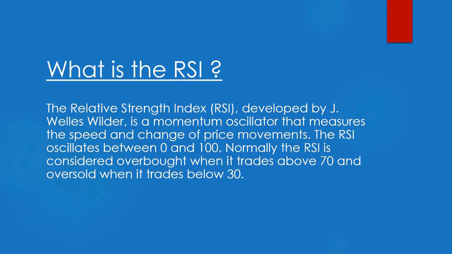What is the RSI? The Relative Strength Index, in other words the RSI, developed by J. Wallace Wilder, is a momentum oscillator that measures the speed and change of price movements. The RSI oscillates between 0 and 100. Normally the RSI is considered overbought when it trades above the 70 and oversold when it trades below the 30.